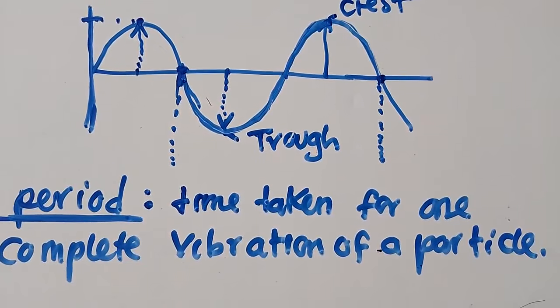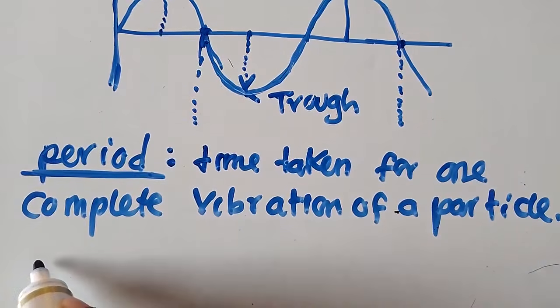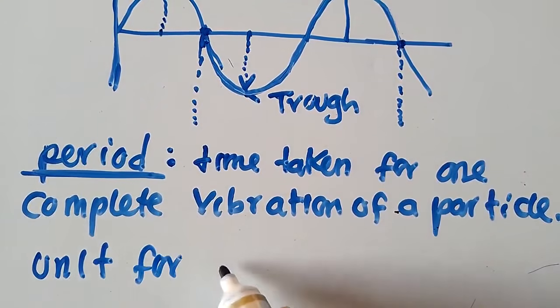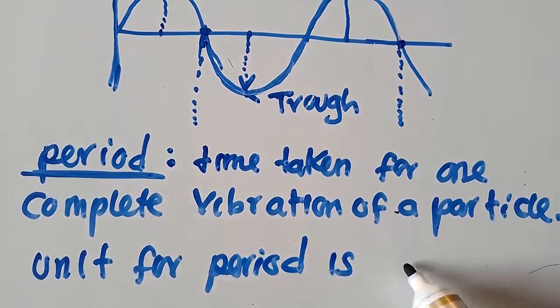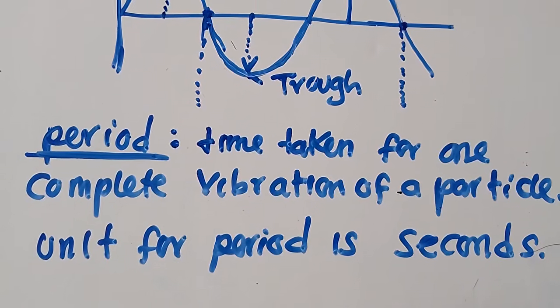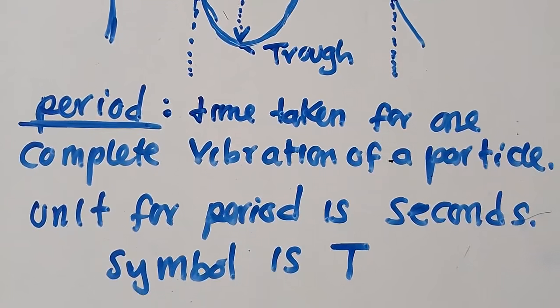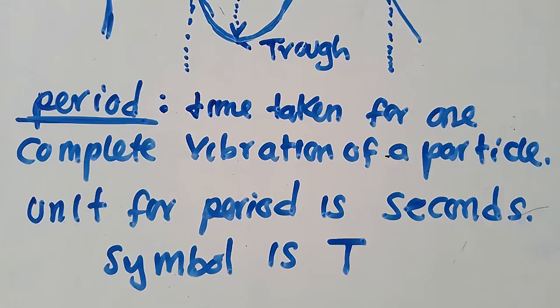Period also has its own SI unit. The unit for period is seconds. We measure this in seconds. The symbol is capital letter T. Make sure you understand this clearly. Capital letter T, that's the symbol that you need to understand. Just capital letter T. This is very simple. You are going to understand this.